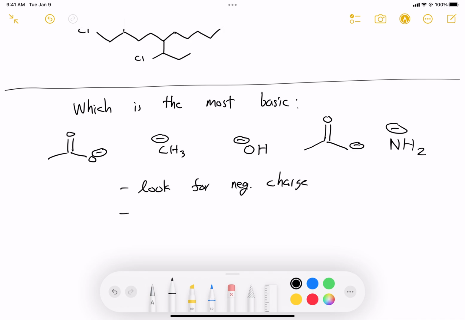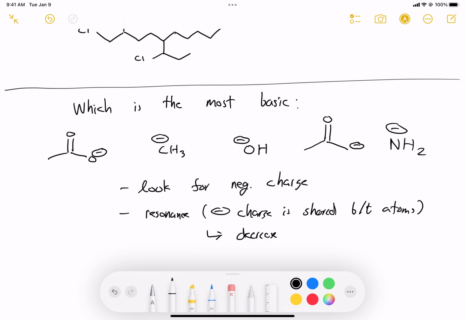So the next thing you want to think about is resonance. Negative charge is shared between atoms. So when you have resonance like this, it will decrease basicity because you're sharing the charge. And so it's going to be less localized to act as a base. So it decreases basicity. Okay? So when the charge is being shared, it's less likely to act as a base, and it'll be weaker. So acetate has resonance. So here's resonance. So those are out. Those are typically weaker bases because the negative charge is not localized.